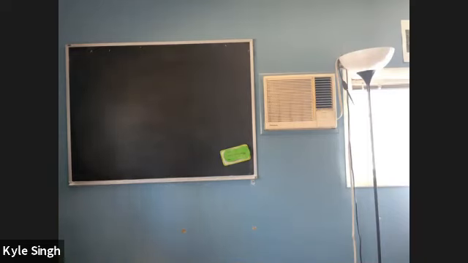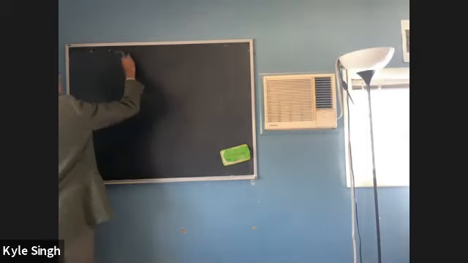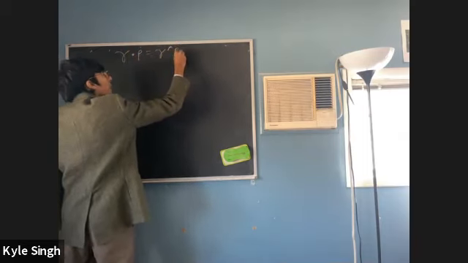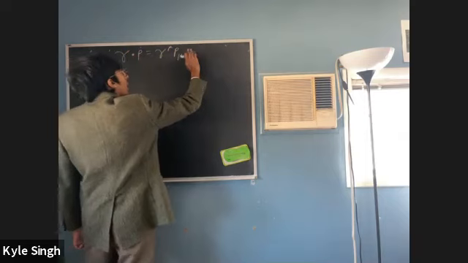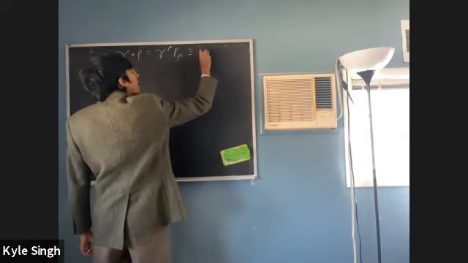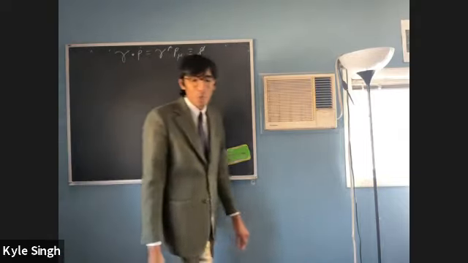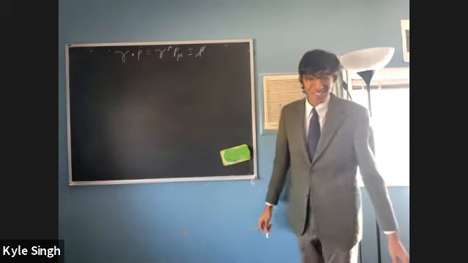Okay, before we continue, I'm going to introduce a new notation. So gamma dot p is really, what am I saying? That's just gamma^mu p_mu. That's the same thing. And I'm going to define this new guy, p slash, the Feynman slash, which hopefully you know.